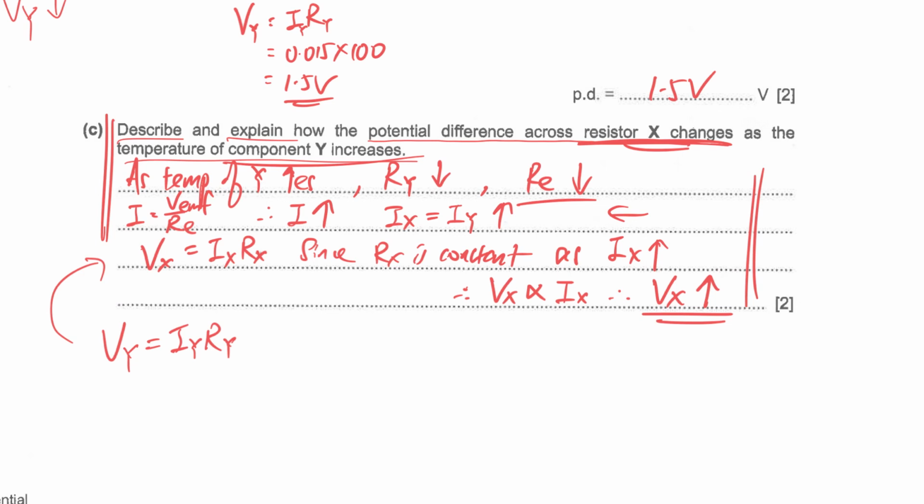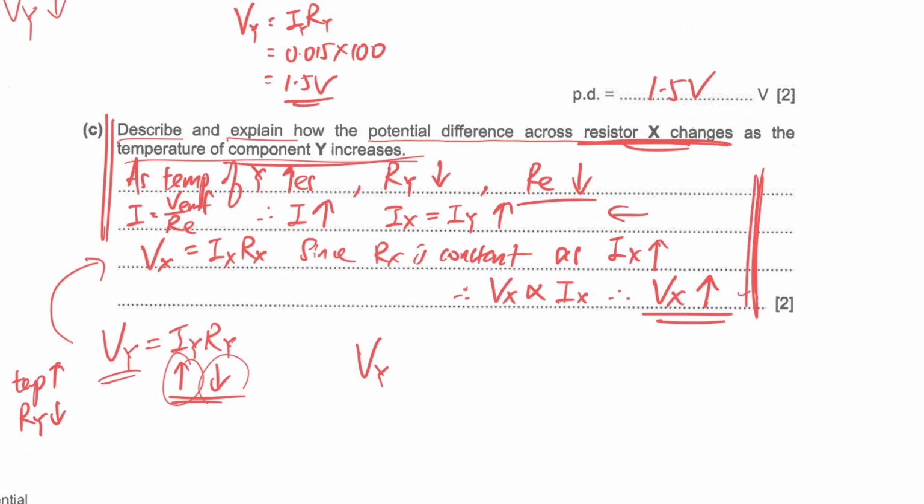But you will soon see the problem: we already said that the current flowing through X and Y will be higher because the main current increases, and because the temperature increases, the resistance of Y will decrease. So when one is increasing, the other is decreasing, and there's no way to convince the marker what will happen to the potential difference across Y. So you can't use this method. Even if I ask you the potential difference across Y, you definitely have to go through all this explanation. You must make use of the potential difference across the fixed resistor.